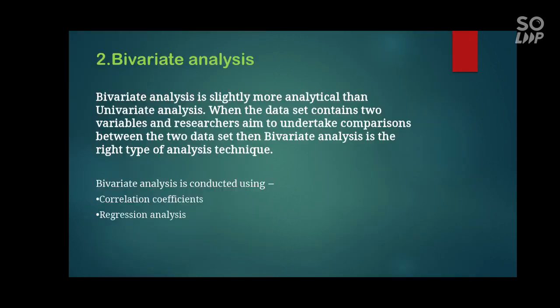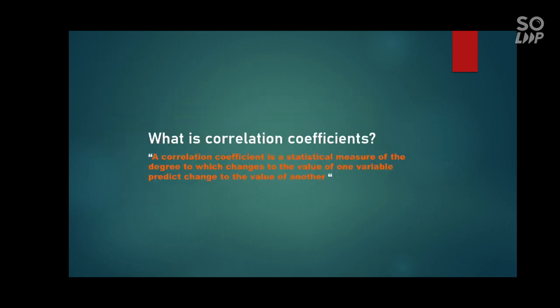Bivariate analysis. Bivariate analysis is slightly more analytical than univariate analysis. When the data set contains two variables and researchers aim to undertake comparisons between the two, then bivariate analysis is the right type of analysis technique. Bivariate analysis is conducted using correlation coefficients, regression analysis. What are correlation coefficients?